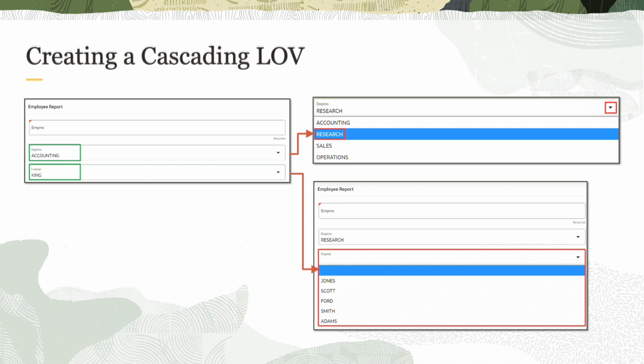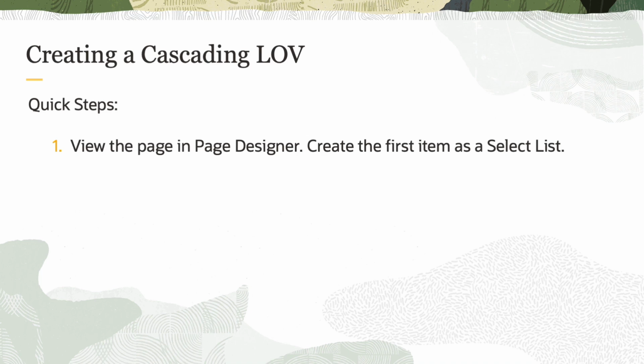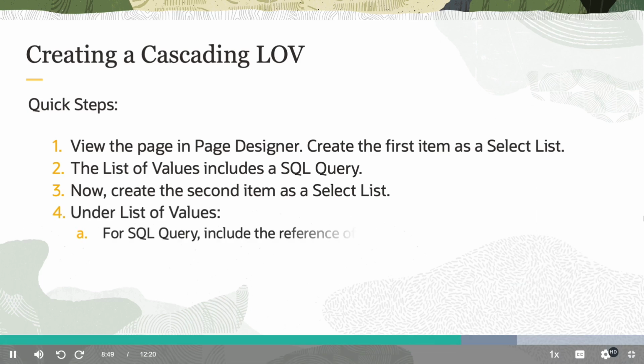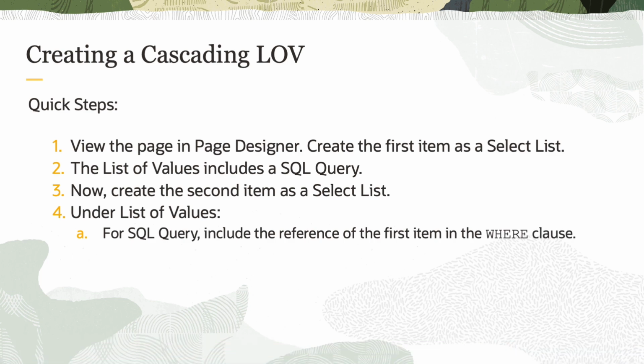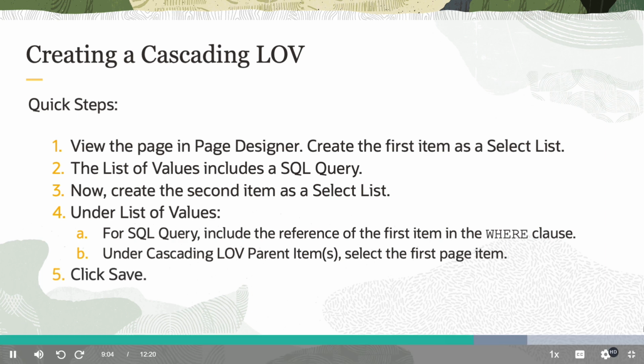You create a cascading LOV by creating two items. To populate the second item, you specify a cascading LOV parent item when running the create item wizard or by editing the item's attributes. Here you can see the quick steps involved in creating a cascading LOV. First, you view the page in the page designer. Create the first item as a select list. The list of values includes a SQL query. Now, create the second item as a select list. Under list of values, for SQL query, include the reference of the first item in the where clause. Under cascading LOV parent items, select the first page item. Click Save. Let us switch back to the Apex instance to see how it is done.